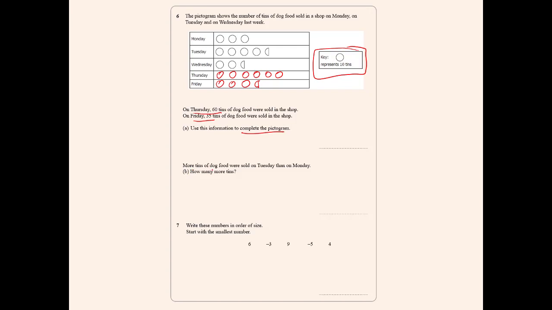Question B, more tins of dog food were sold on Tuesday than on Monday. How many more? So Tuesday and Monday we look at that. So difference, how many more on Tuesday? So we can see Tuesday there's more. So up to here it was same because 30 and 30. And on Tuesday we can see there's 1.5 circle. So 1 is 10, half is 5, so 15.